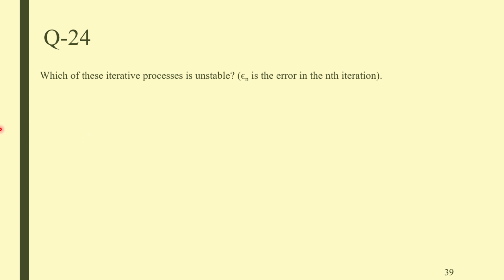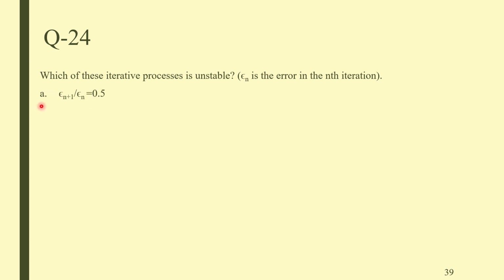We have 6 more problems. Which of these iterative processes is unstable, given that epsilon n is the error in the nth iteration? What do we mean by stability? Error should be reduced as time progresses. The error between this particular iteration and the next should be less. If error is 5, in the next it should be 4, and next it should be 3. Only then can we call this iterative process stable.